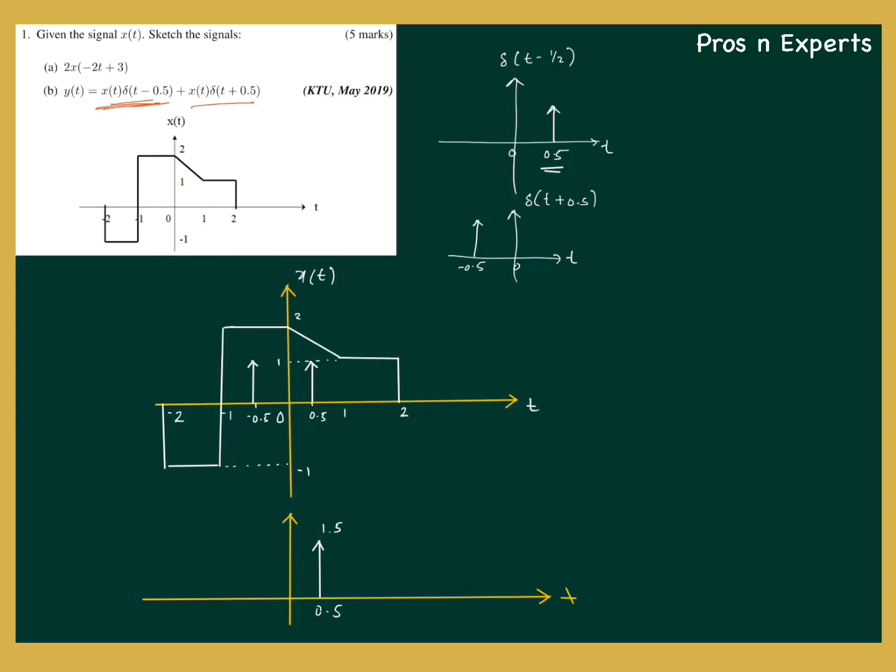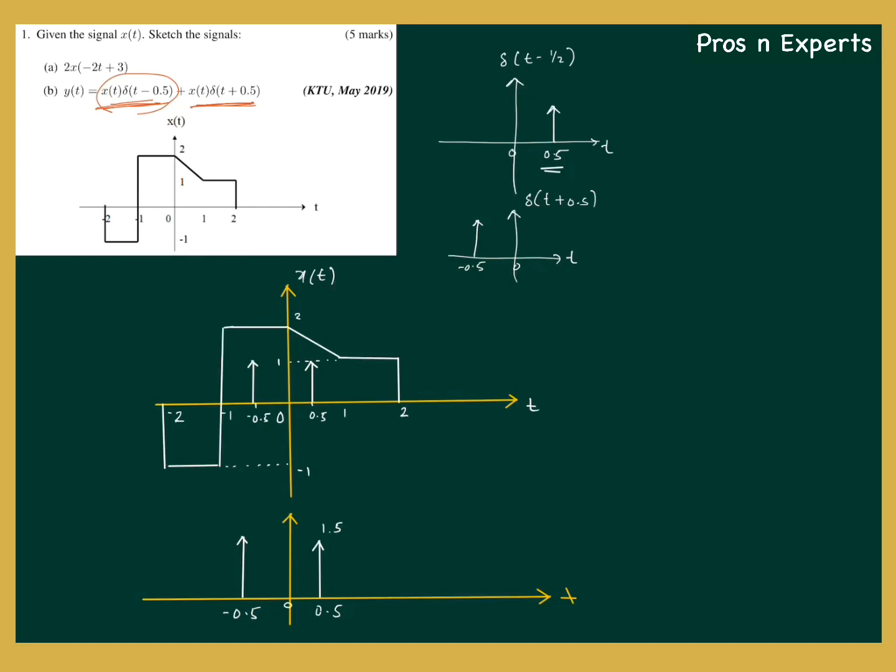Now the second term is x of t into delta of t plus 0.5. That second term is added with the first term, so the result will be the same signal, located on the same axis. I can draw it. So this is delta of t plus 0.5. It is located at minus 0.5. This is 0, right?